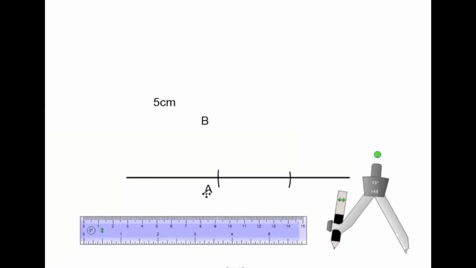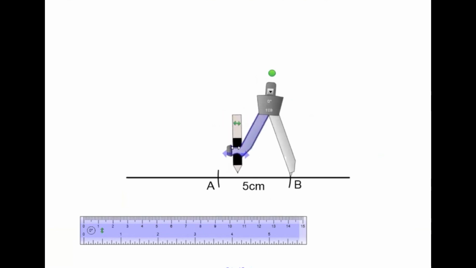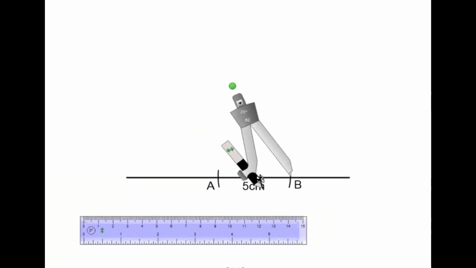So let our A be here and B here. The length is 5 centimeters. Now, the next thing we want to do is to construct an angle of 60 degrees at B. So take the compass with B as center. We reduce the compass to a convenient radius so that we can draw an arc.